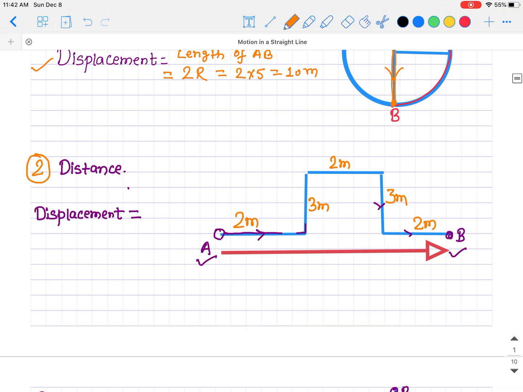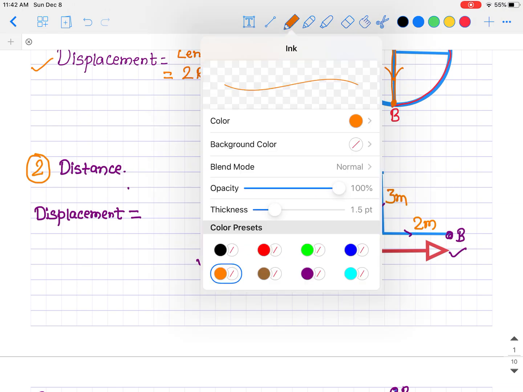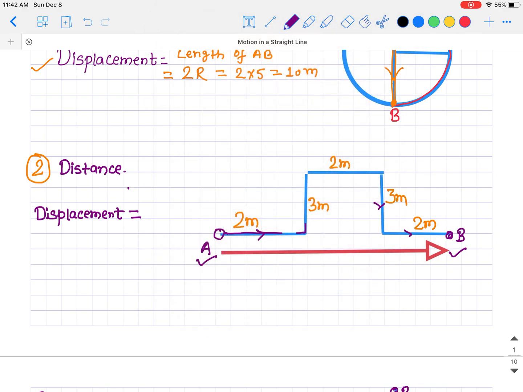Now let's take a look at another example here. In this case, the particle or object is moving from point A to point B, and it is moving through different paths here. The path is shown this way. So it starts moving this way and then moving this way.